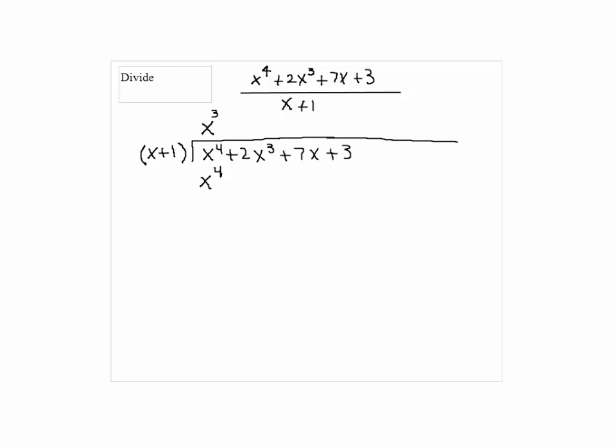You have to ask yourself, what times x gives you x to the power of 4? That would be x to the power of 3. So you multiply x to the power of 3 by x to the power of 1, which gives you x to the power of 4. Then we distribute x to the power of 3 over this binomial. So x to the power of 3 times 1 would be plus x to the power of 3.